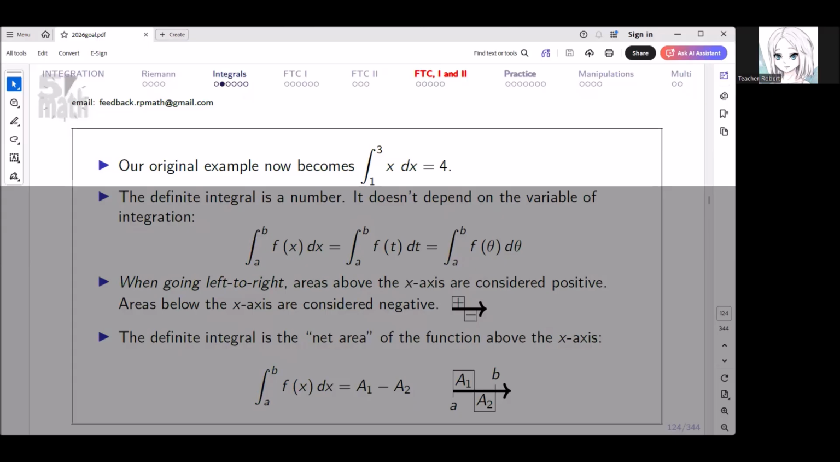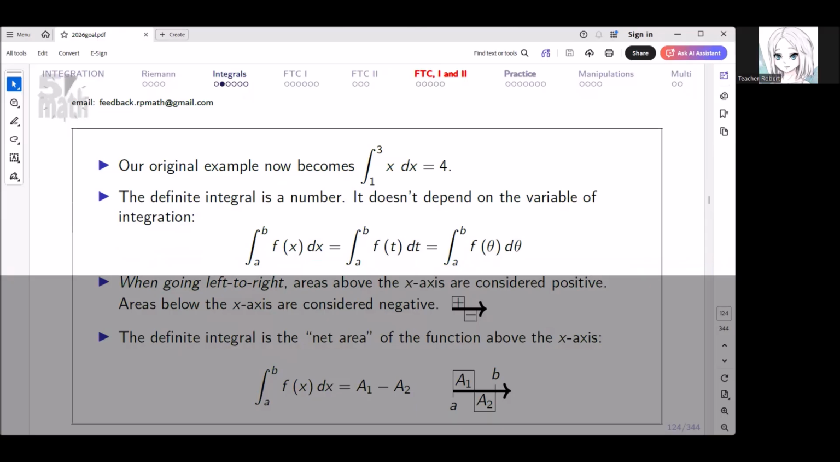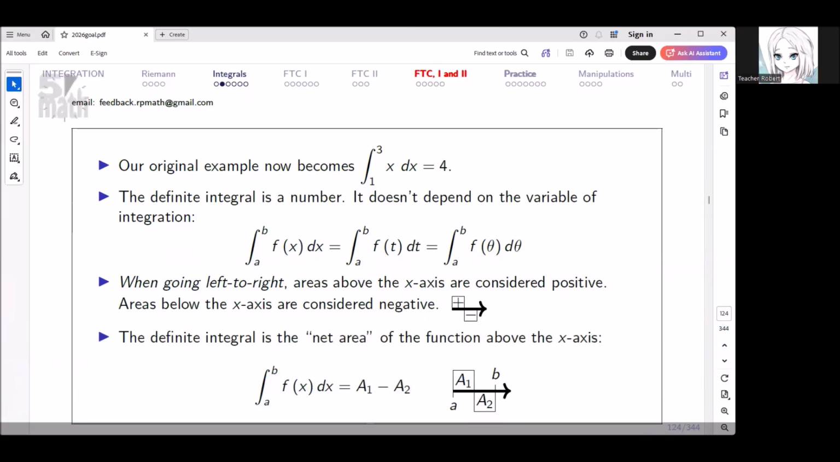Our original example now becomes integral from 1 to 3 x dx equals 4. The definite integral is a number. It doesn't depend on the variable of integration. When going left to right, areas above the x-axis are considered positive, areas below the x-axis are considered negative. The definite integral is the net area of the function above the x-axis.